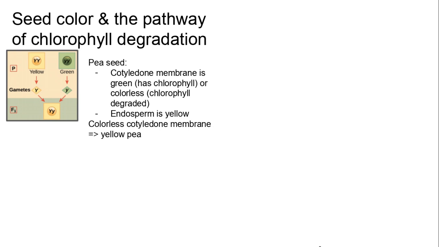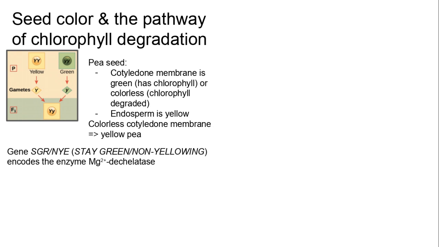So now you're like, okay, but what makes it colorless versus green? And here's a bunch of reactions. You might get scared when you see the pathway, but you don't have to look at details of the pathway. Maybe you're thinking, okay, mostly I'm interested in the genetics part, so I'll point out to you what's the interesting part. There is a gene that's called stay green or non-yellowing. It's two names for the same gene. I think it was found by two different people.